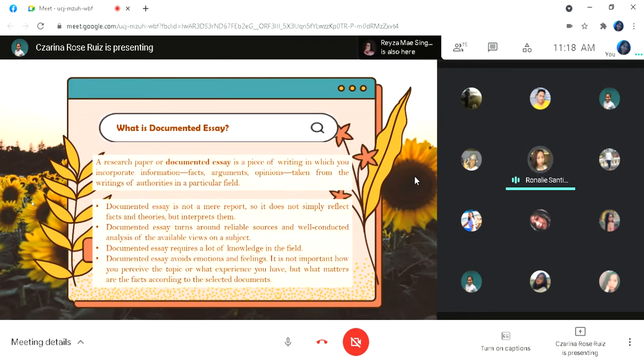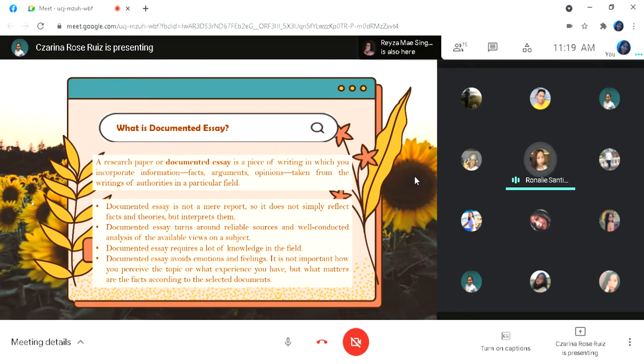So we are now in the documented essay. So what is a documented essay? It is a research paper or a piece of writing in which you incorporate information, facts, arguments, and opinions taken from the writings of authorities in a particular field.